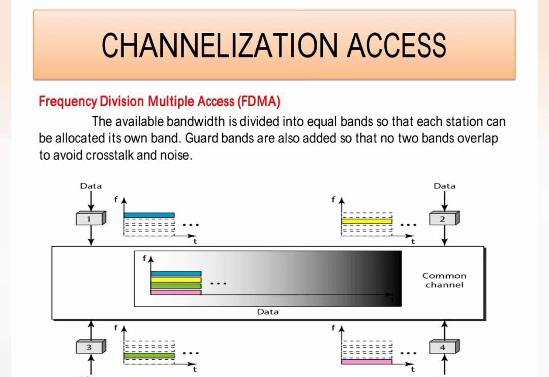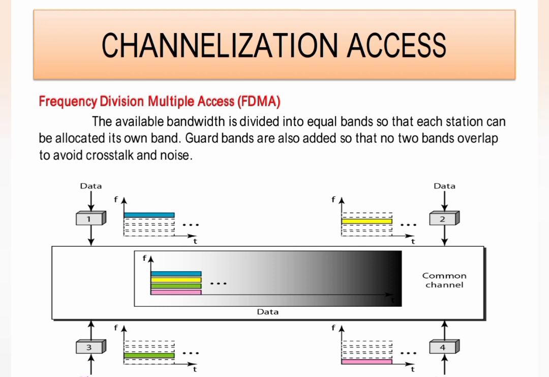FDMA splits the radio frequency channel into multiple sub-channels, that is, into smaller parts. Here the bandwidth is separated into different frequency bands, and each station is assigned a band to transmit the data, and that band is always reserved for that station. Unused frequency bands that prevent interference from the stations are called guard bands.